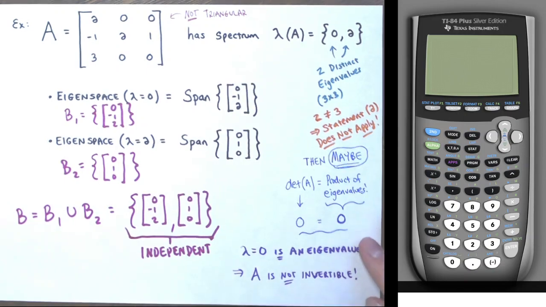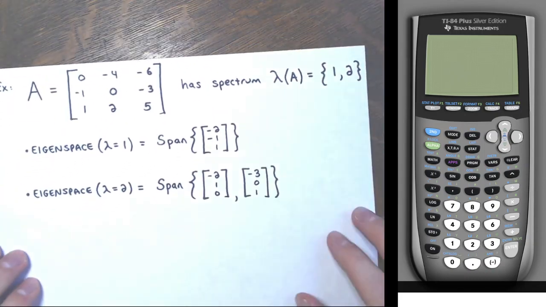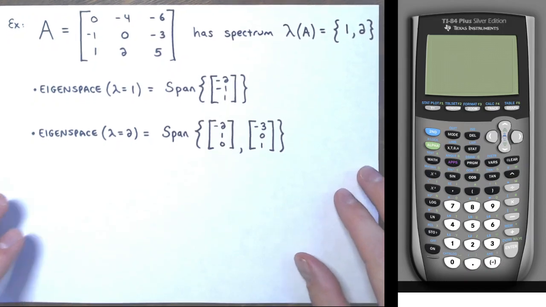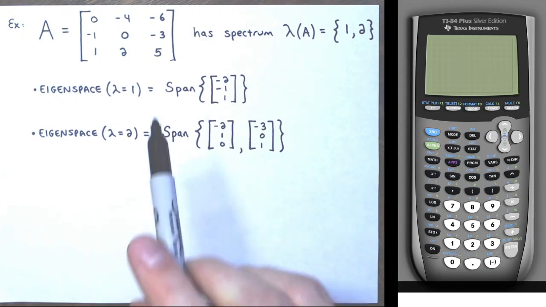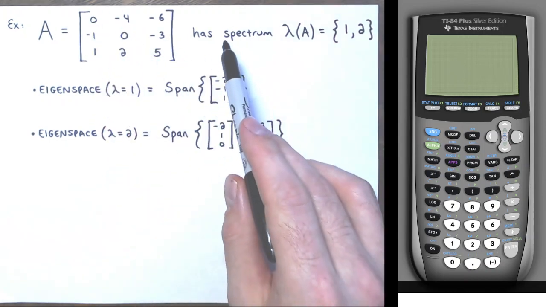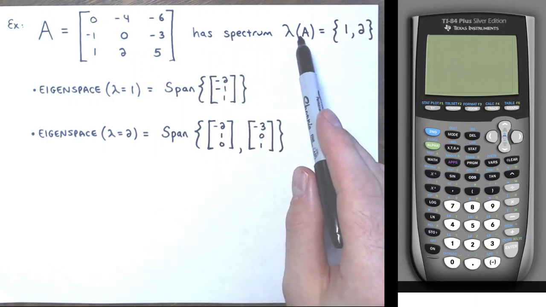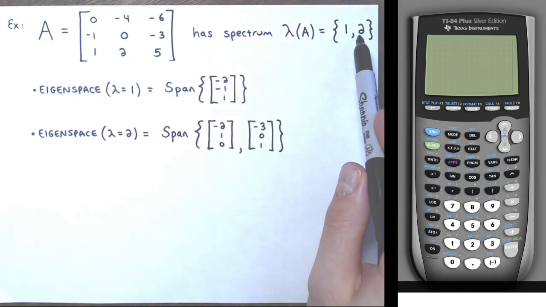Next example. Again, I've already found the eigenvalues and corresponding eigenvectors and eigenspaces for this 3 by 3 matrix. This 3 by 3 here, you can find it on your own, has this spectrum, has these eigenvalues 1 and 2.